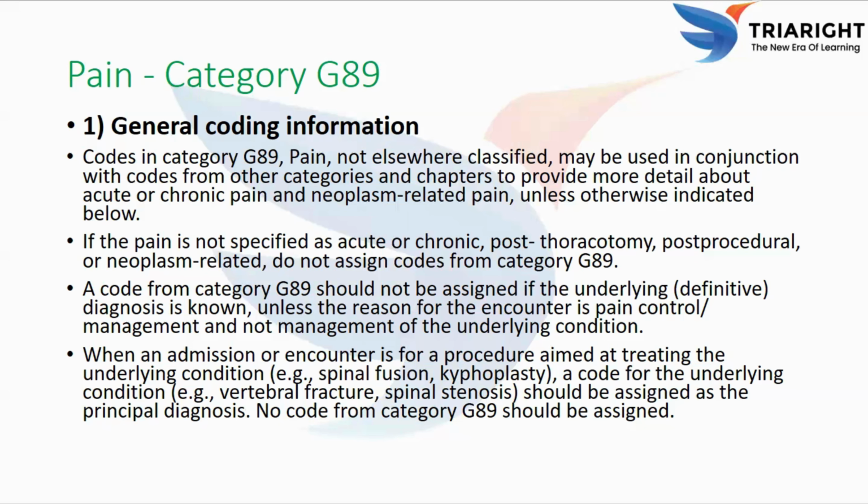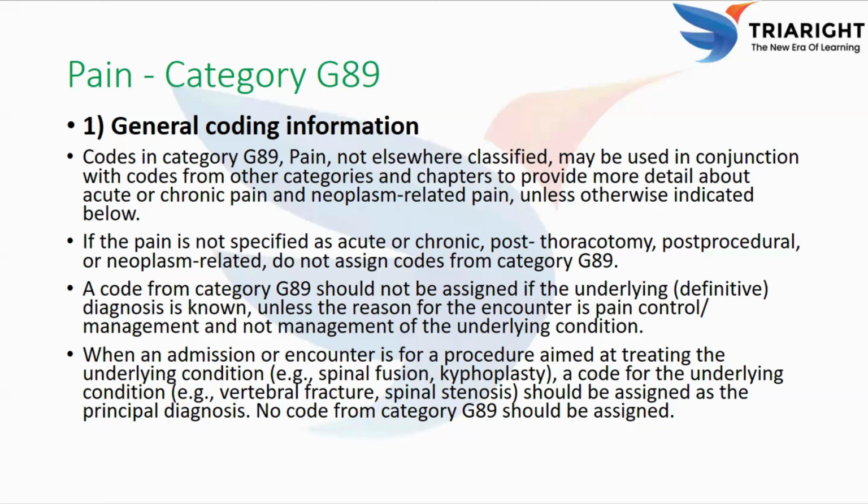If the type of pain is not specified, you must not use G89 at any cost. If the doctor does not mention acute pain, chronic pain, post-thoracotomy or post-procedural pain, or cancer-related pain, you should not assign a G89 code. You just code the underlying cause, if known.